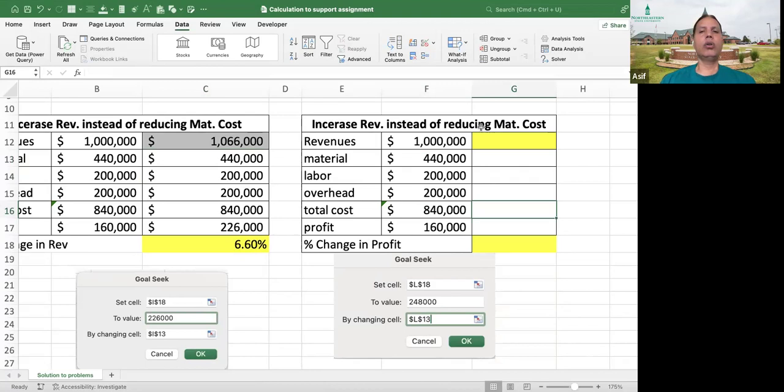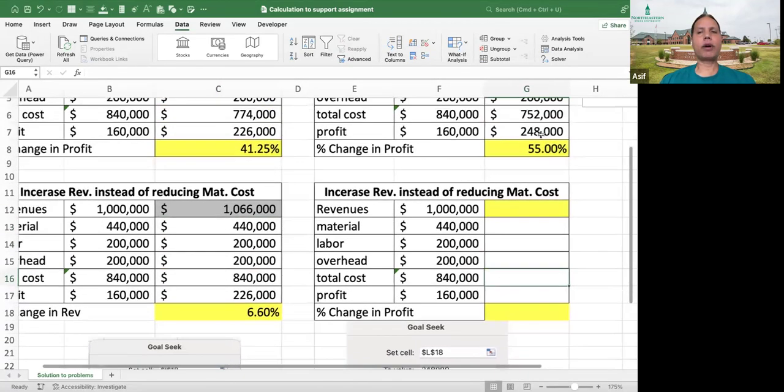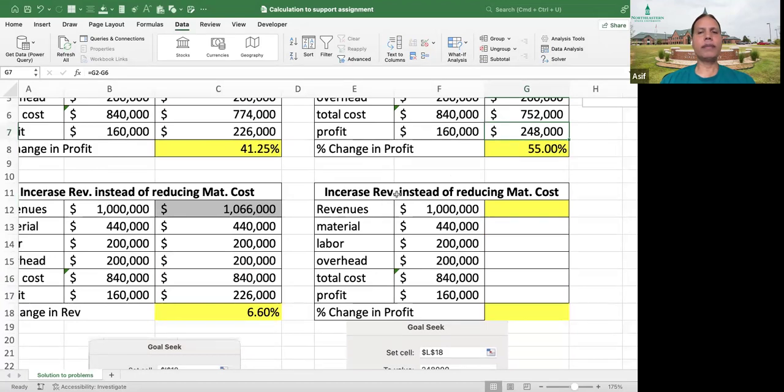And we want to achieve a higher level of profitability, which means in this case, instead of reducing material cost, we want this profit of 248,000, but through an increase in revenue. So what should you do? Please go ahead and solve this part yourself and tell me what answer you get.